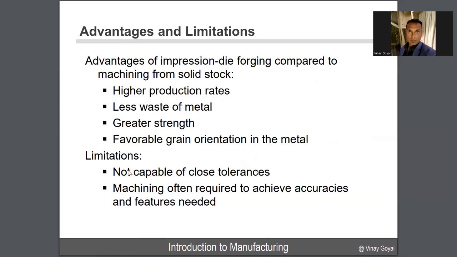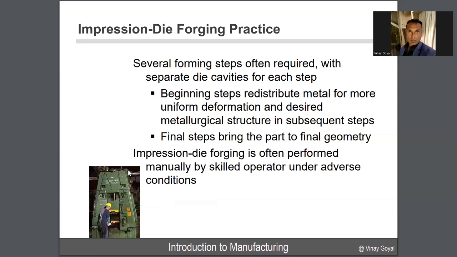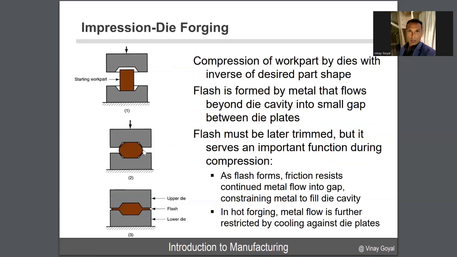So what are some of the advantages of this approach compared to machining from solid stock? Higher production rates, less waste material, like I said before, greater strength, and great grain orientation. That can give you great properties. The limitation is that it's not capable of close tolerances, and you may have to do machining because of this flash that we talked about that is formed. You don't want that extra excess here, potentially.